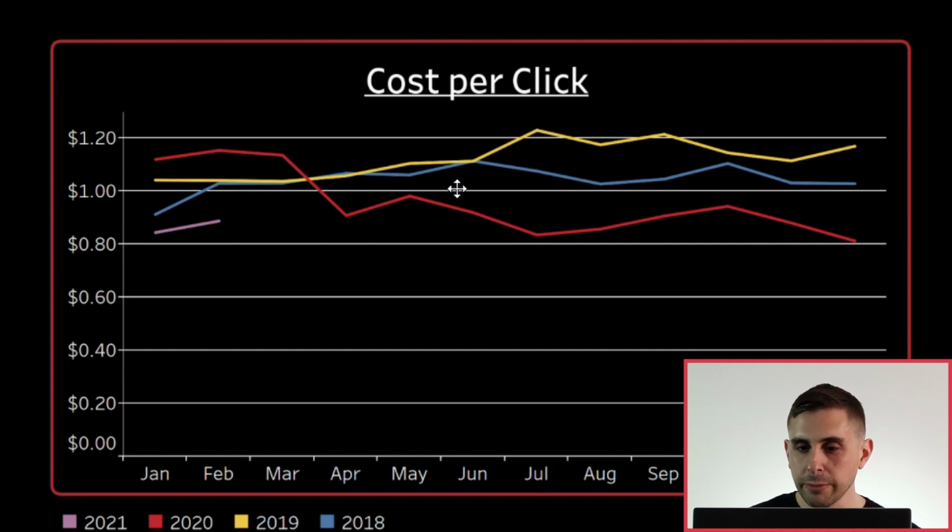You could see the yellow line represents 2019, where we're all the way near $1.20 per click. So there has been a decline in the average cost per click with sponsored product ads across our user base.